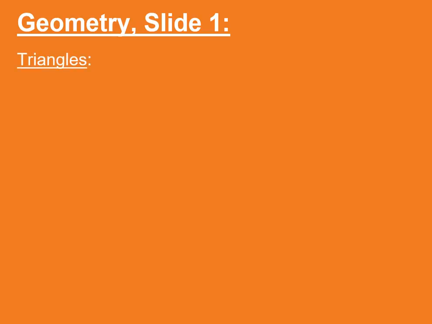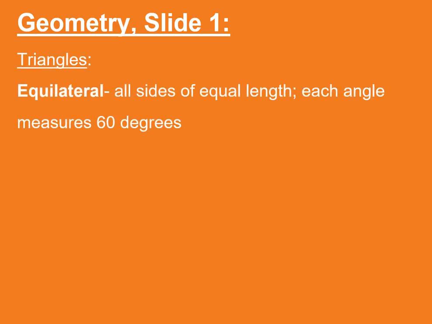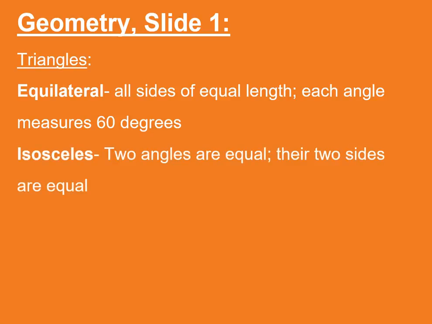So, triangles are the main focus of the geometry questions. There are three kinds of triangles. Equilateral, in which all sides are of equal length, each angle measuring 60 degrees. That's because there are 180 degrees represented in every triangle.